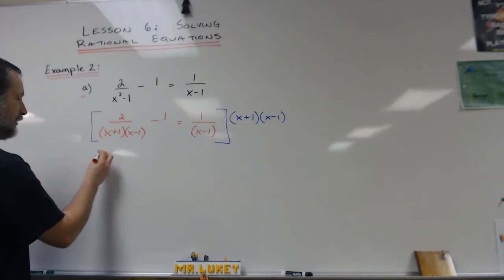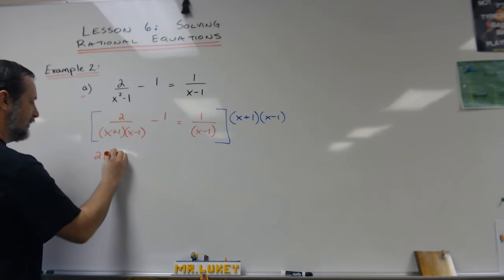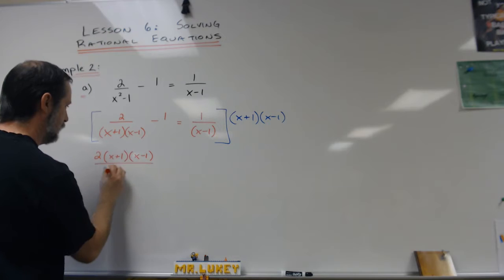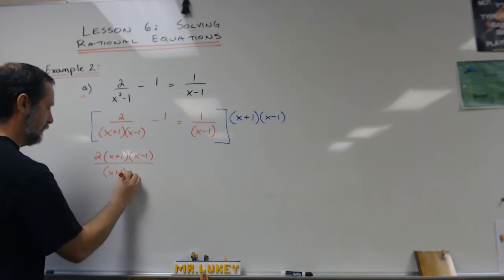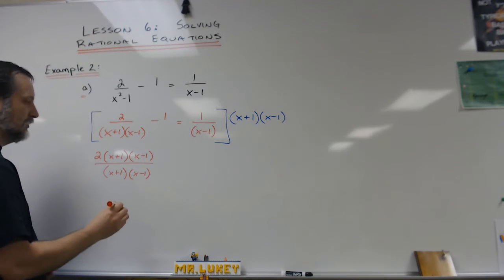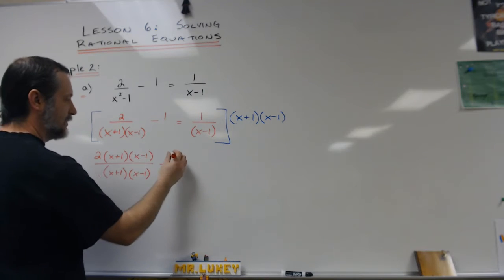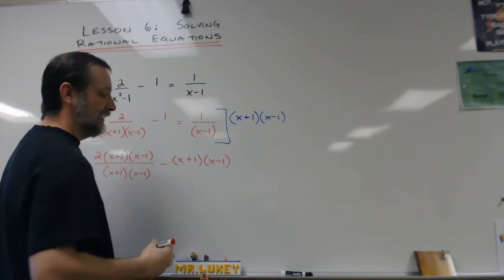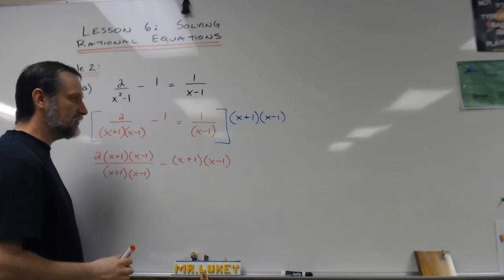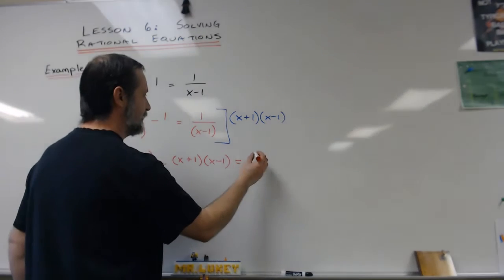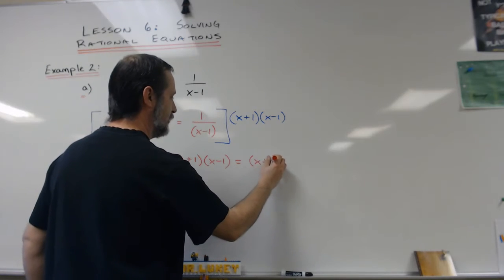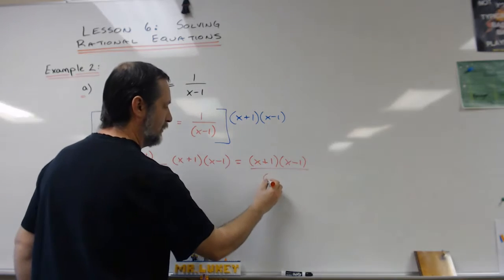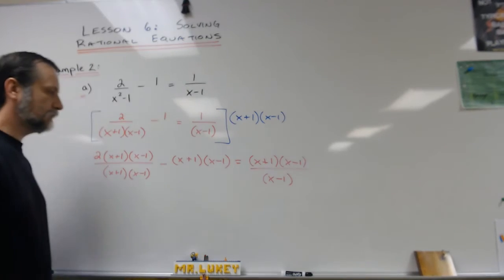So this will become 2 times x plus 1 minus 1 times x plus 1. So again, the 1 becomes redundant. I can just leave it as such. Don't forget it's a subtraction, minus. And this is going to equal 1, again, the x plus 1, x minus 1, all over x minus 1.